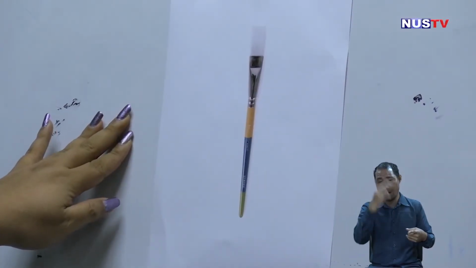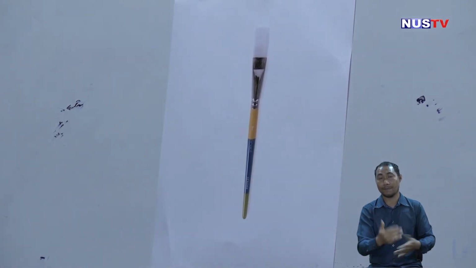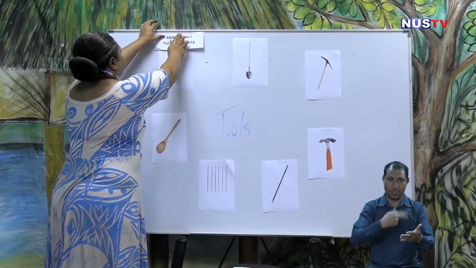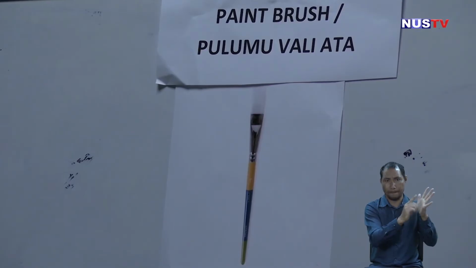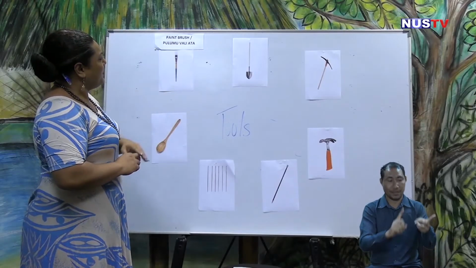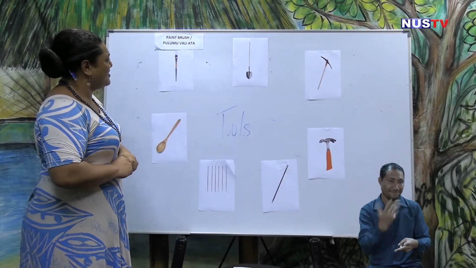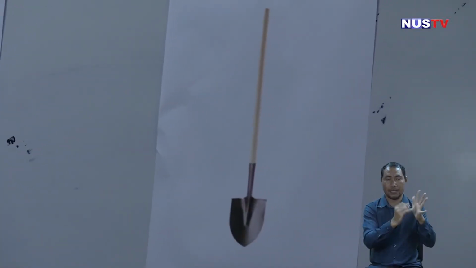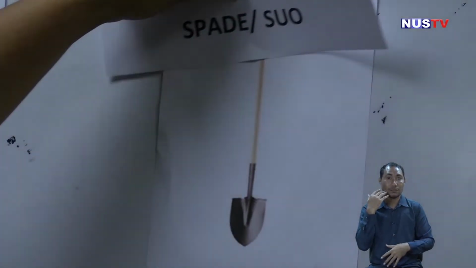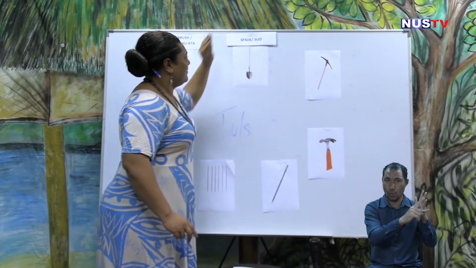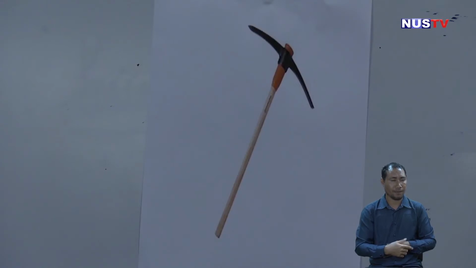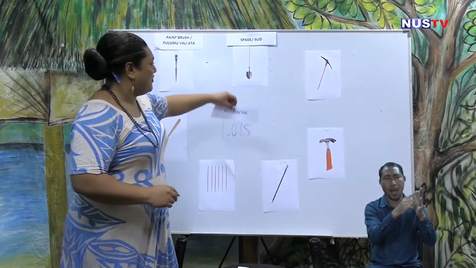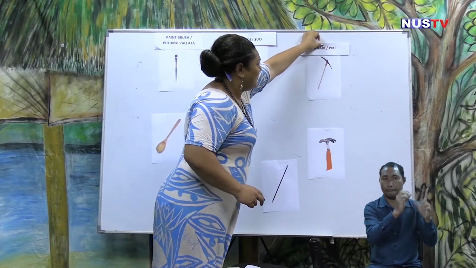That's correct. It is a paintbrush. A fasamoina pulumu valiatsa. Our second tool, this one looks very familiar. It is a spade. A fasamoina ole suwo. Okay, let's look at our third tool. This is a very unusual looking tool. Yes, that's right. It is a pickaxe. Fasamoina ole piki.